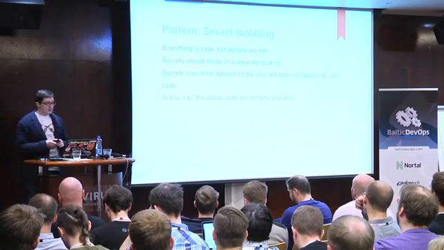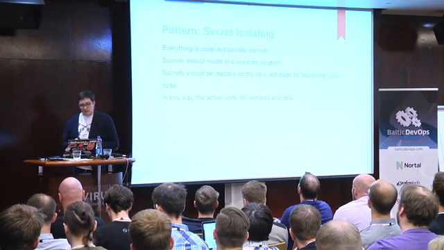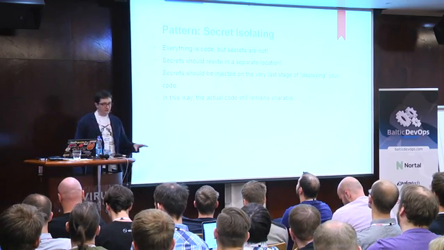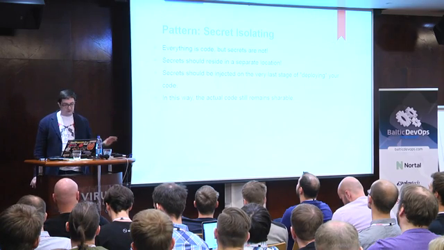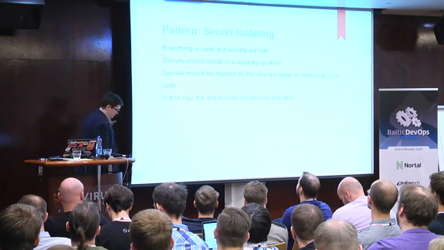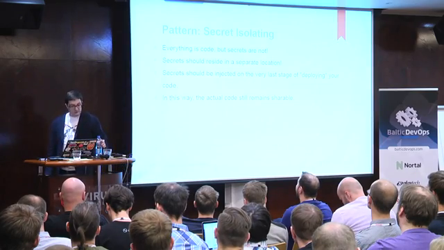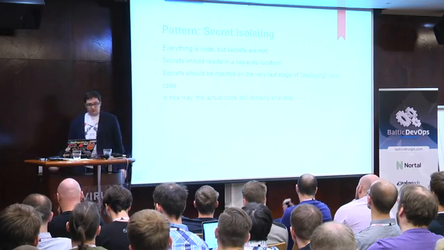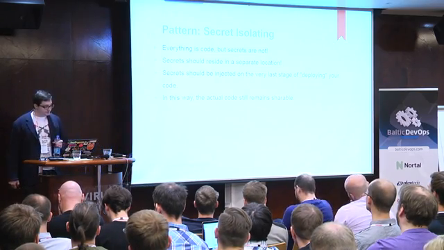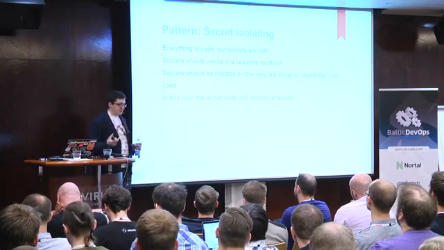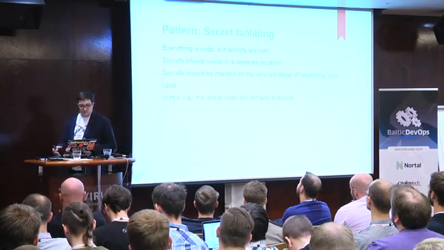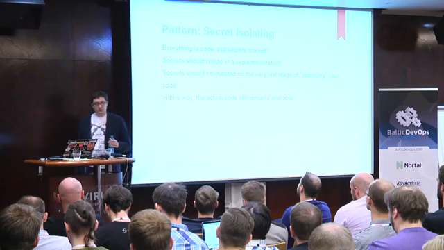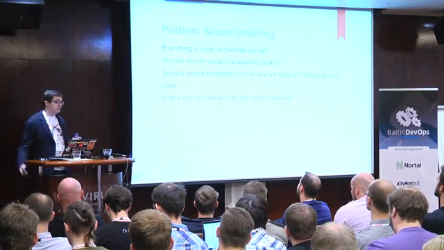Next pattern, secret isolation. Well, I already mentioned a few slides ago that everything is code, but the problem is that secrets are not code. They should be stored isolated, and should be taken really good care of, because if you don't, well, you bring a lot of risk to your organization. Usually secrets should reside in a separate location, or at least they should be encrypted. And if you have some secrets built into your infrastructure as code, then obviously they should be extracted and injected at the very last stage of deployment or execution of your task.